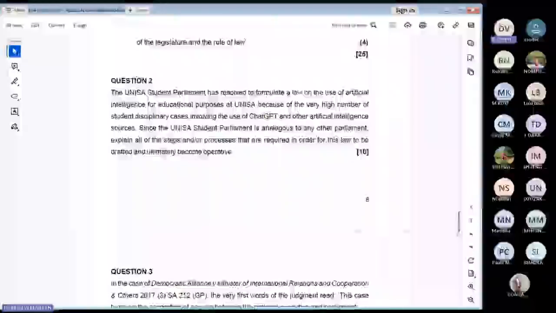That's the first step. They're introducing legislation to the student parliament. The second step would be that the bill to create a new law dealing with these AI sources would be read into the student parliament, the same as what would happen in our national parliament. So this is what they call that first reading step.